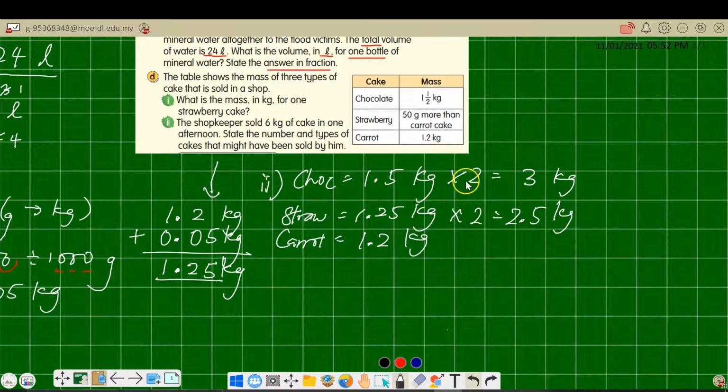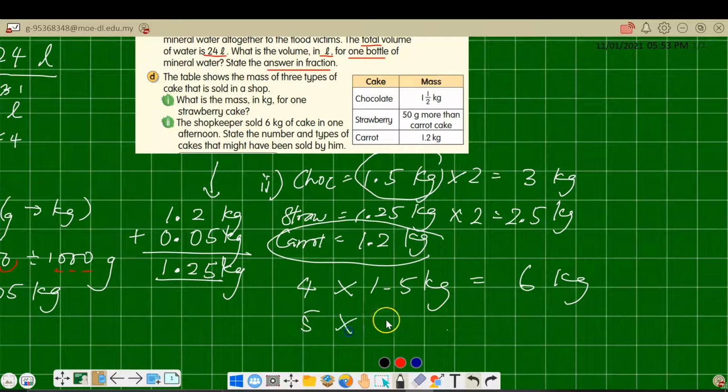Okay, so one possible answer will be 4 types of chocolate cake. So 4 types of chocolate cake, then it will come to 6 kg. Or 5 types of carrot cake, 5 times 1.2, then it will also come to 6 kg. Okay, so there are 2 possible answers here.